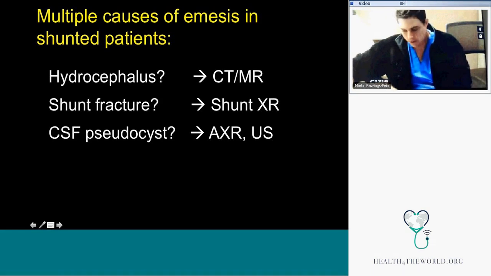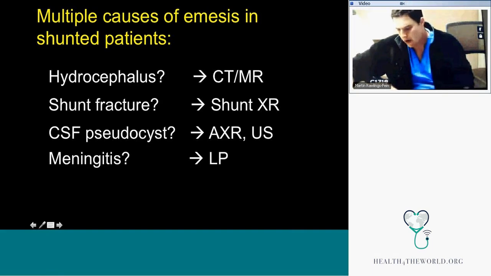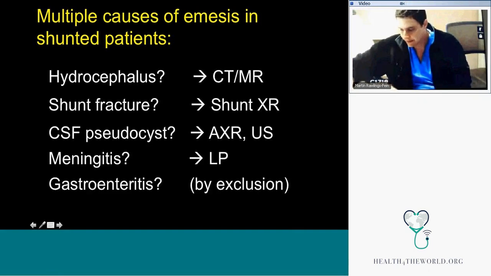So if you're a parent of a shunted patient, you're always stressed out. Anytime they throw up, you kind of do these steps. Infection can still cause throwing up, and you need a lumbar puncture for that. Yes, again, that'll be by exclusion after you've done all of the above.